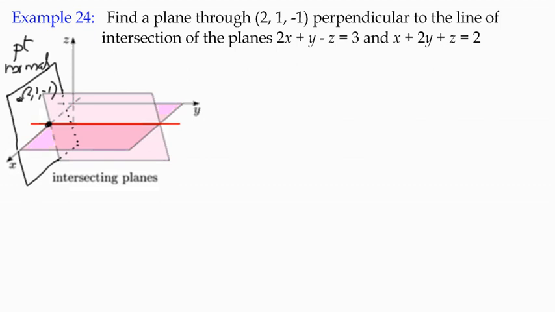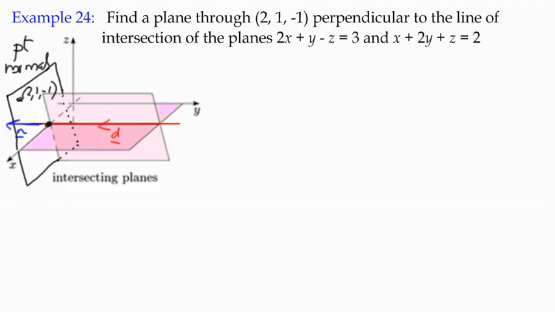Well, hopefully you can see that the normal vector is going to be the same as the direction vector of the line. So if we can come up with a direction vector to represent that line, then we're also going to use that direction vector as our normal vector. Do we have to find the full equation of that line of intersection? No, but we do need to find the direction vector. How do we do that?